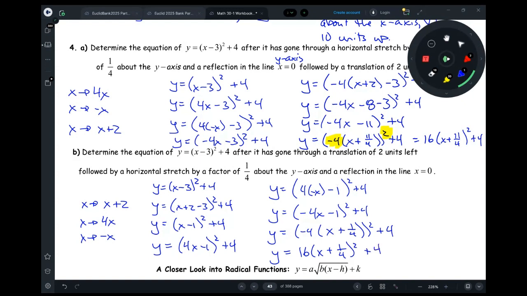And notice how this changes the translation. If you do the stretch after the translation, what you're going to do is stretch the translation, okay? And it changes that. So what I thought was 2 to the left has now actually become just 1/4 to the left.